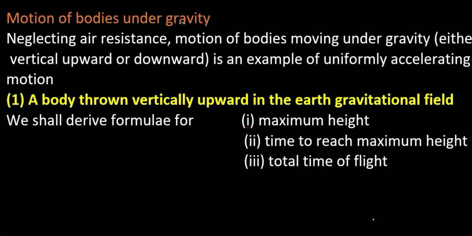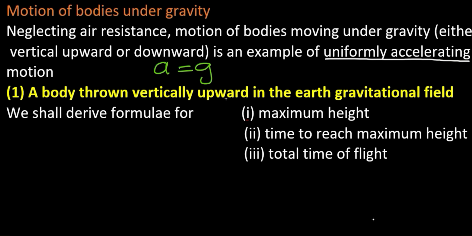Motion of bodies under gravity, neglecting air resistance. Motion of bodies moving under gravity, either vertically upward or downward, is an example of uniformly accelerating motion. When we say uniformly accelerating motion, we are saying the acceleration is uniform, equal to g, that is, acceleration due to gravity. The first one we are going to look at is a body thrown vertically upward in the Earth's gravitational field. We shall derive formulae for maximum height, time to reach maximum height, and total time of flight.